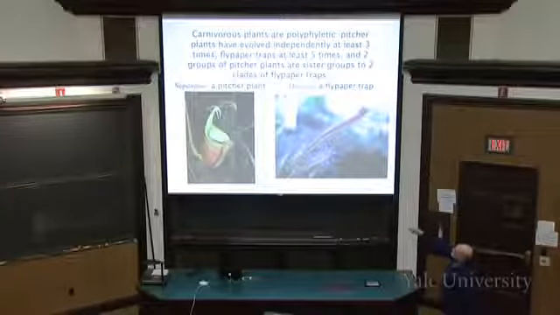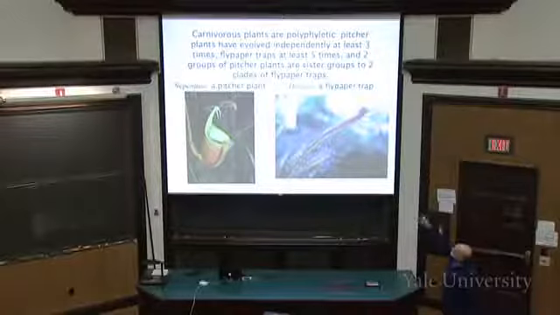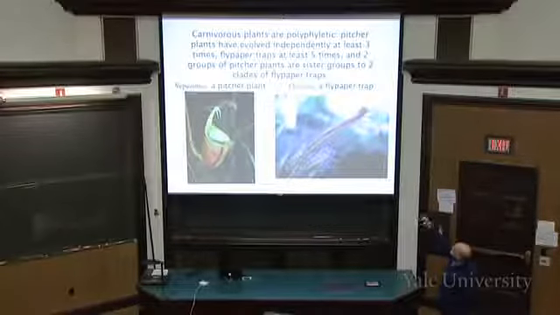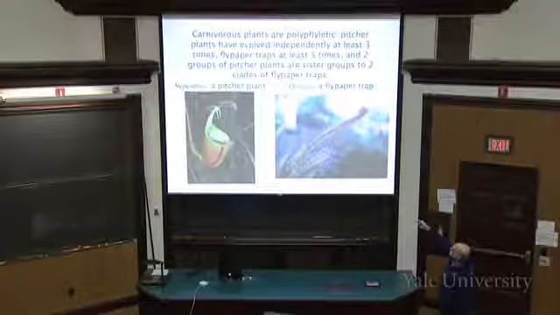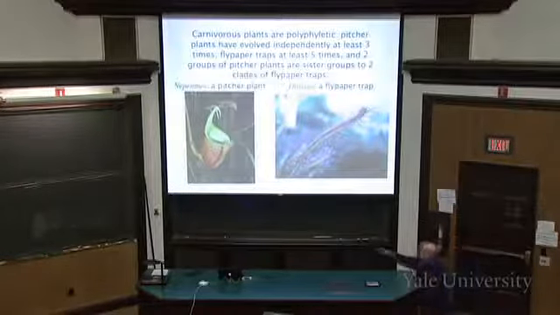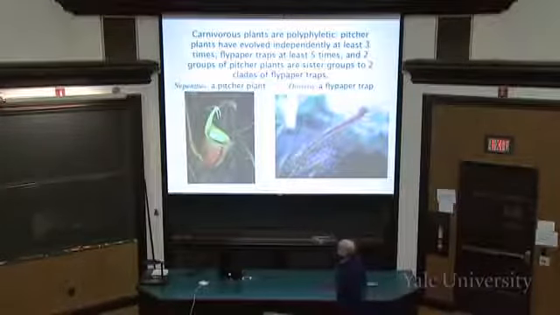Here are two carnivorous plants. Okay, they are polyphyletic. Pitcher plants have evolved independently at least 3 times. Flypaper traps at least 5 times. There are 2 groups of pitcher plants that are sister groups to 2 clades of flypaper traps, but others have other sister groups. So these are actually deeply cool plants.